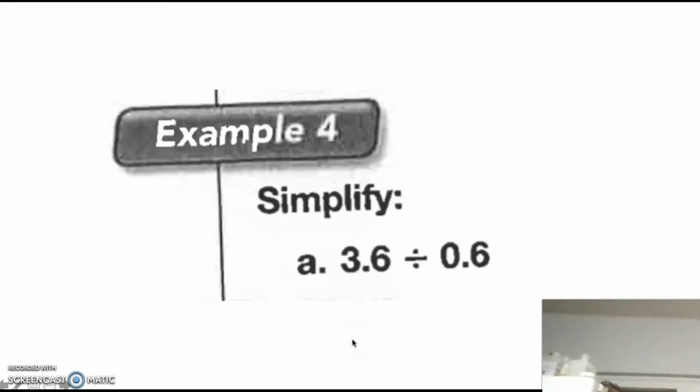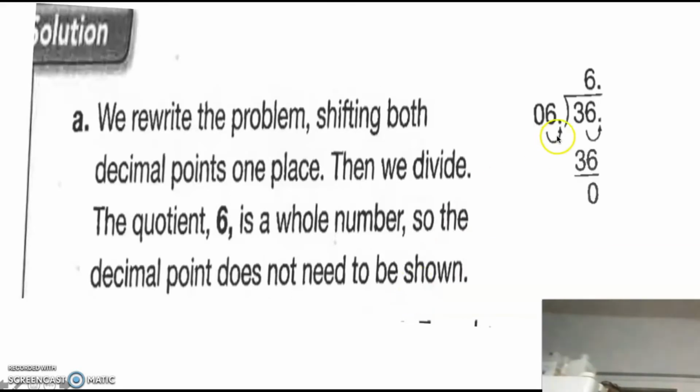Example 4, 3.6 divided by 0.6. So we need to adjust. We're going to multiply this one by 10 and move the decimal 1 to the right, multiply this one by 10, and it's going to end up being the same answer as 36 divided by 6. So here we go. The decimal was moved 1 to the right. The decimal was moved 1 to the right. 36 divided by 6 is 6.